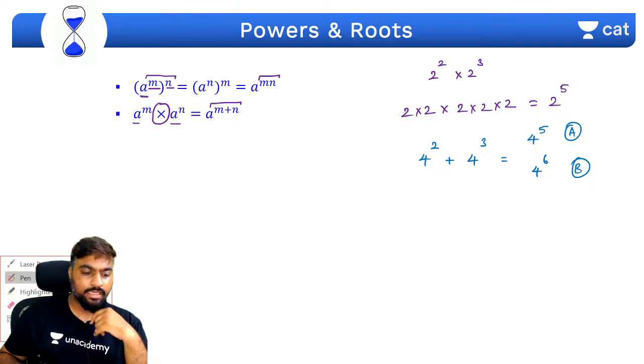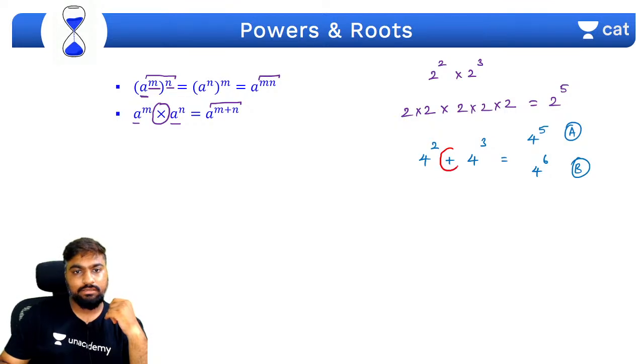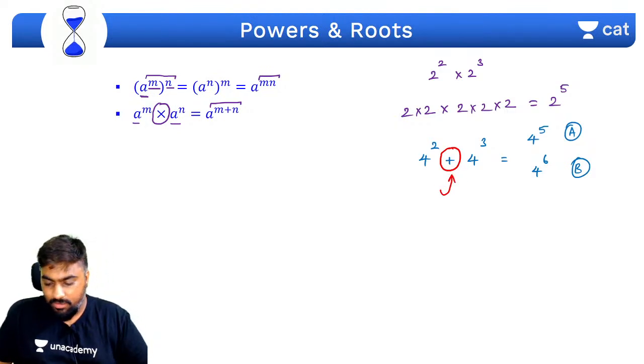Option A or B, guys? What is the sign here? Correct, Achal. What is the sign here? This is addition. Please be careful, okay guys?